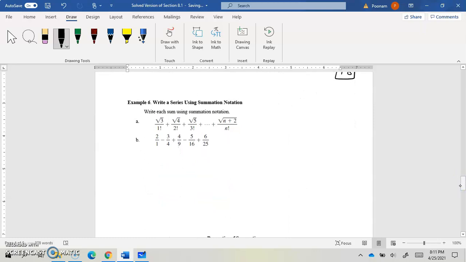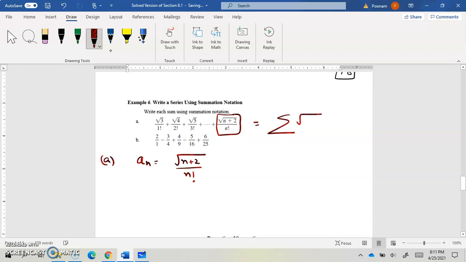Write each sum using the summation notation. So when we have this kind of problem, we have to first say the general term. In this case, the general term is given as square root of n plus 2 divided by n factorial. So when I'm going to write this sum as a summation, I would write a_i. So instead of n, I'm going to write i here: square root of i plus 2 divided by i factorial.